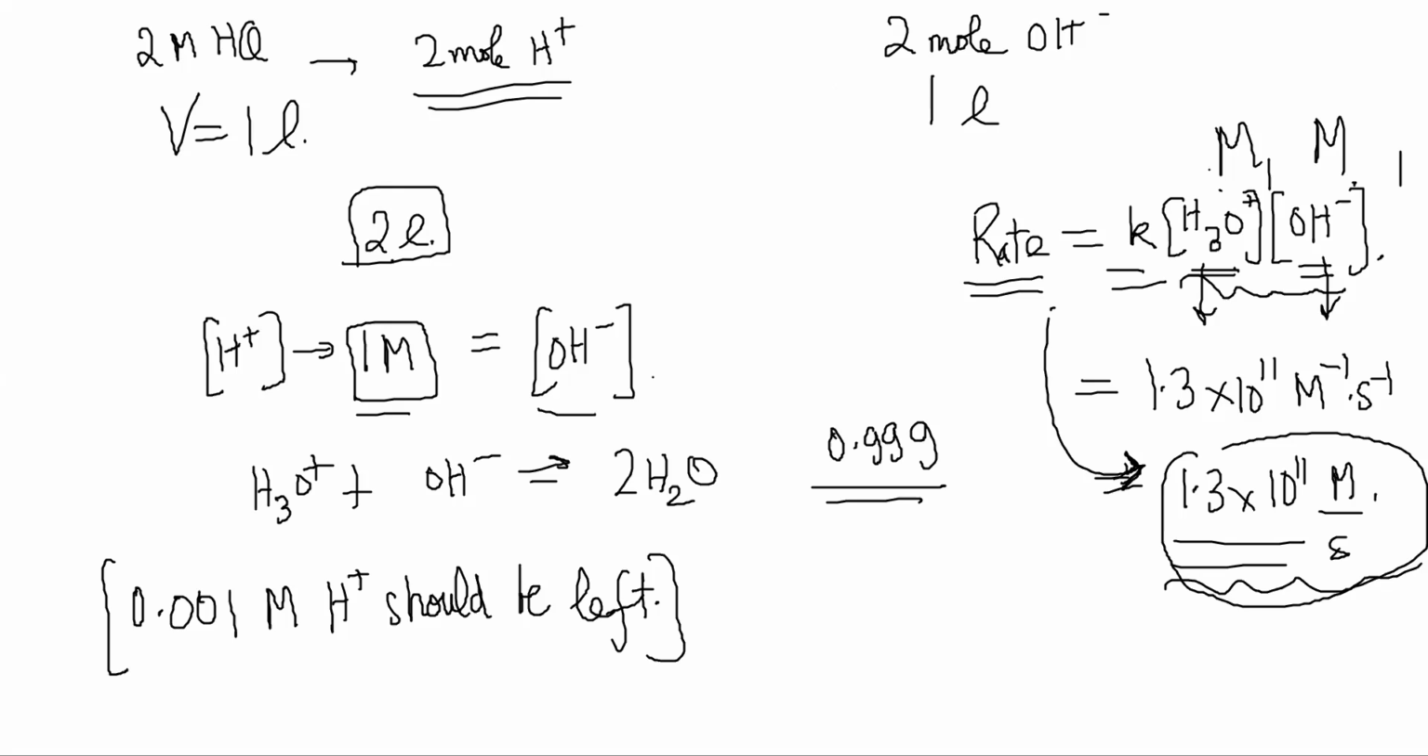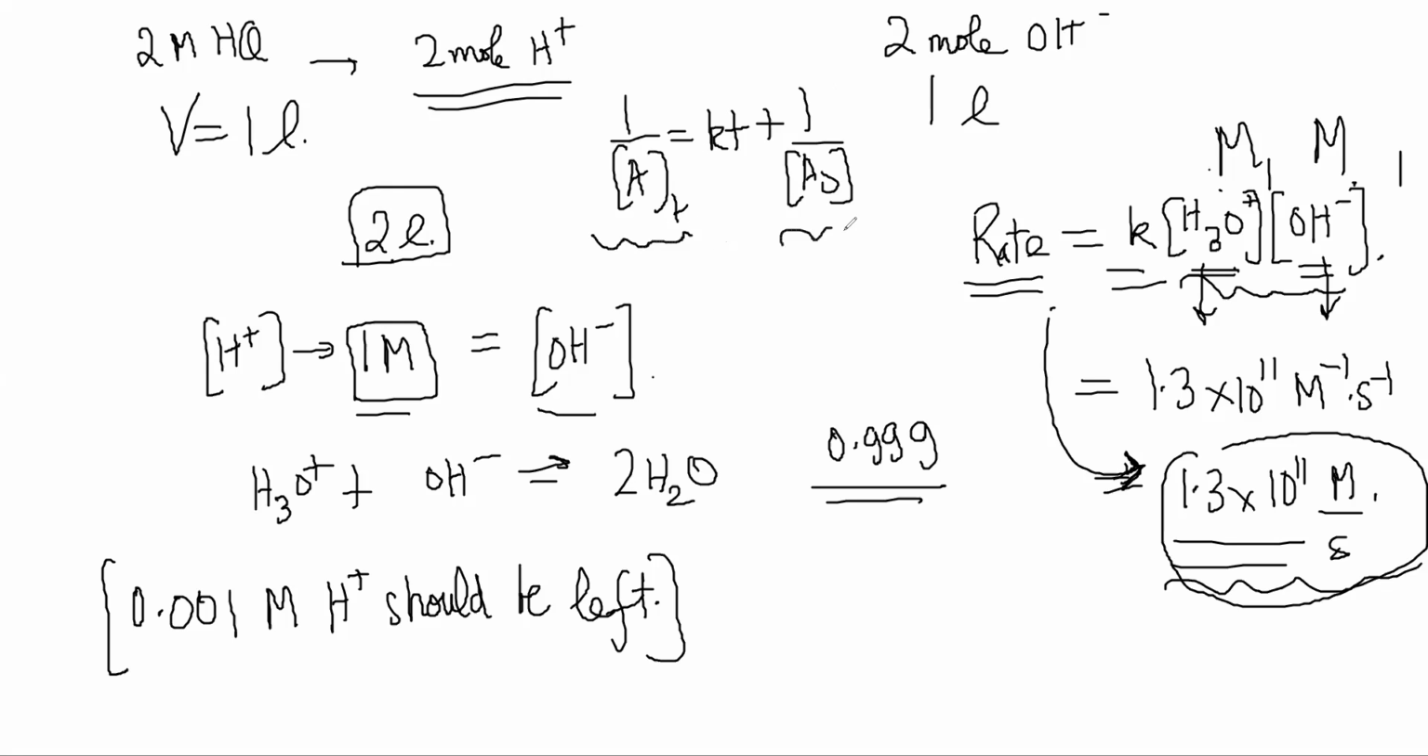Second order reactions. We definitely derived it in class. It's just 1 by [A]t is equal to kt plus 1 by [A] naught, right? So now just put the values here. There's nothing else you have to do.